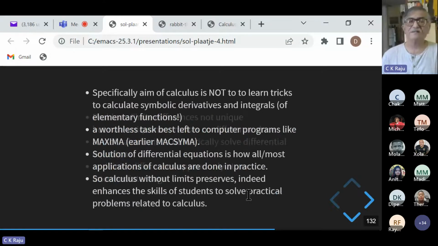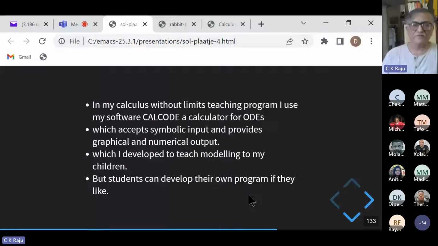So the point is that the objective of calculus is not to learn tricks to calculate symbolic derivatives and integrals. It's a worthless task which a computer program can do, but to solve differential equations. So the point I'm making is that calculus without limits preserves, indeed enhances, the skill of students to solve practical problems related to calculus. So I use my software calculator.